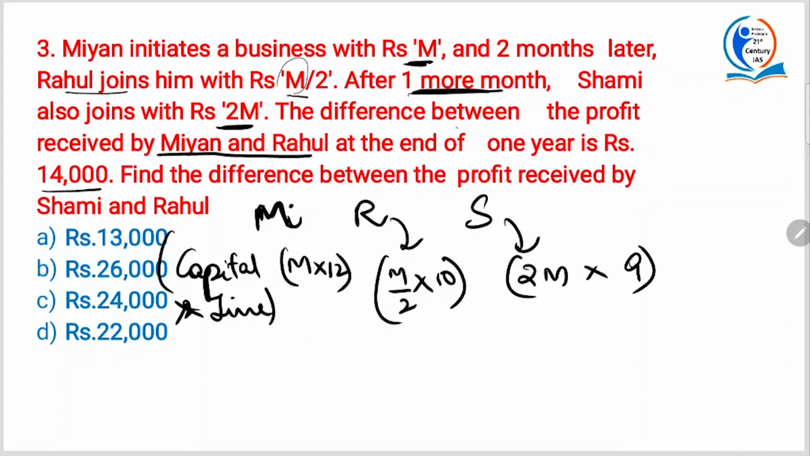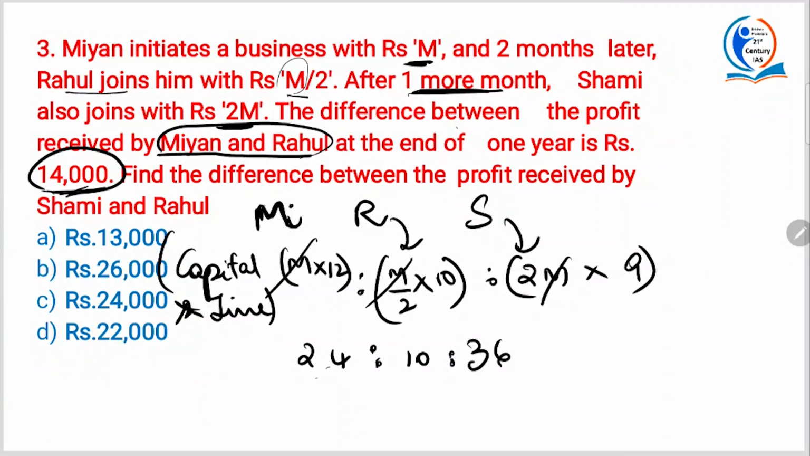Alright. Now, they've given that the difference between the profit received by Mian and Rahul is 14,000 rupees. Alright. So, if we take the ratio of these numbers, what will you get? So the ratio is 24 is to 10 is to 36. You can actually simplify it. However, I am not simplifying it because by observing this number, the difference of parts is how much? Here it is 14 parts. Okay, and in absolute numbers also, the difference between these two profits is 14,000 rupees. Okay, it'll be easy for calculation.